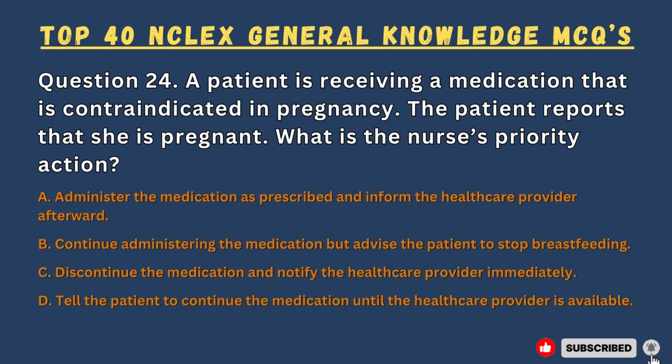Question 24. A patient is receiving a medication that is contraindicated in pregnancy. The patient reports that she is pregnant. What is the nurse's priority action? A. Administer the medication as prescribed and inform the healthcare provider afterward. B. Continue administering the medication but advise the patient to stop breastfeeding. C. Discontinue the medication and notify the healthcare provider immediately. D. Tell the patient to continue the medication until the healthcare provider is available.